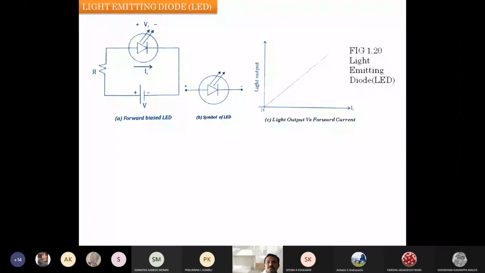If you go for the diagrams with respect to this LED, obviously the LED is going to work under forward bias condition, whereas the photodiode works under reverse bias condition. Okay, so this LED is used in forward bias condition as shown in the figure. And the symbol of this LED, you can observe, is nothing but the symbol of a normal diode or PN junction with arrows moving away from the diode. These arrows indicate that it is an LED.